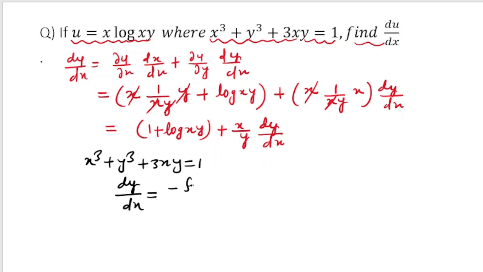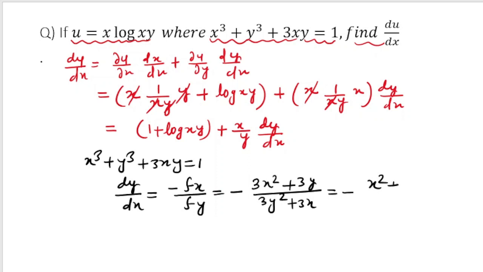Using the previous result that I discussed, partial derivative with respect to x by partial derivative with respect to y with minus sign. So minus, if I differentiate it partially with respect to x, I will get 3x square, and here this will give me 0 and this will give me 3y, and if I differentiate it partially with respect to y, I will get 3y square, and then I will get 3x. So I can take 3 common and I can cancel, so I will get x square plus y, sorry, not y square, x square plus y, divided by y square plus x.